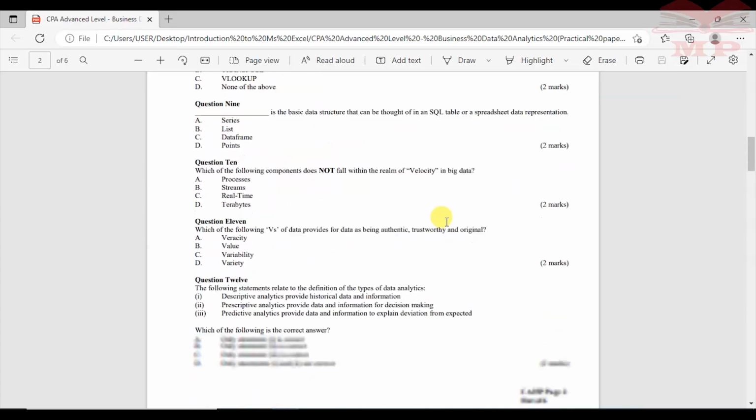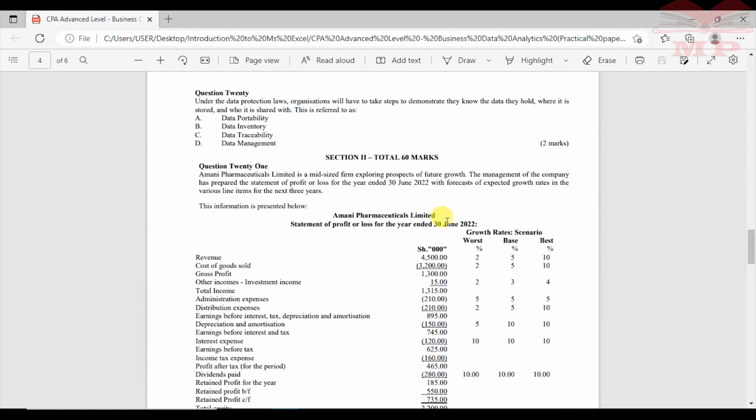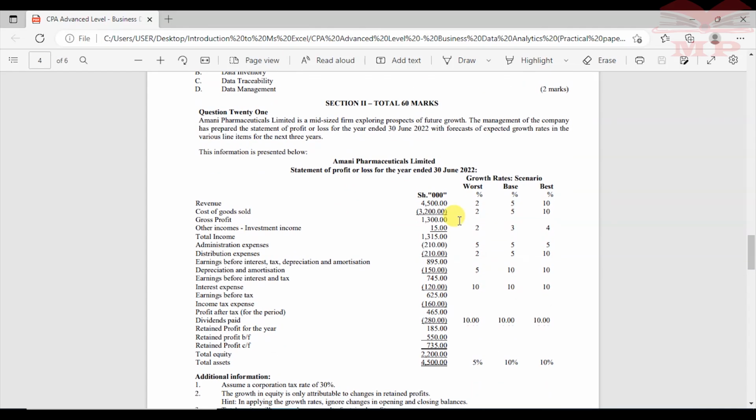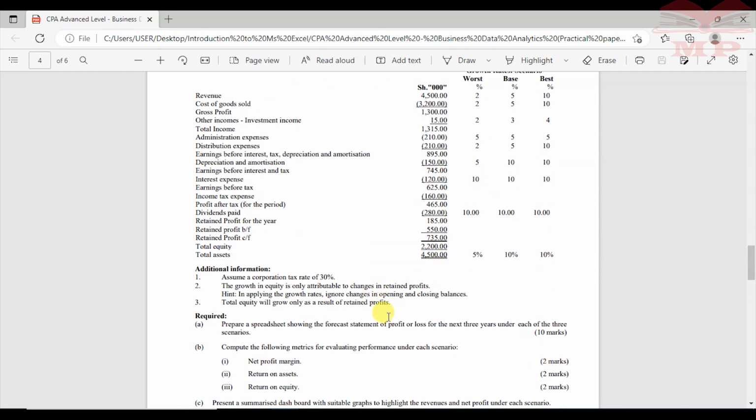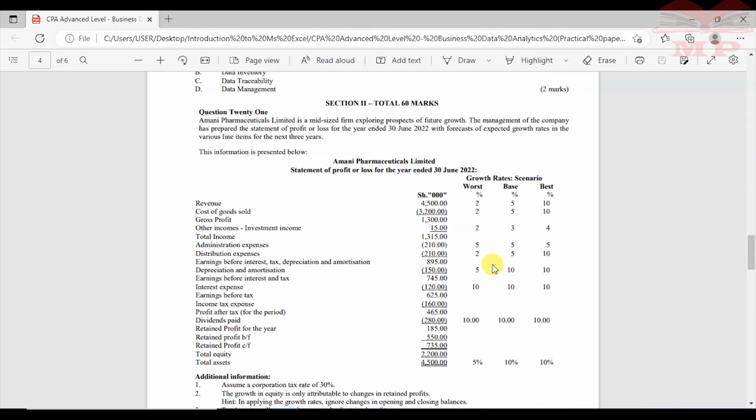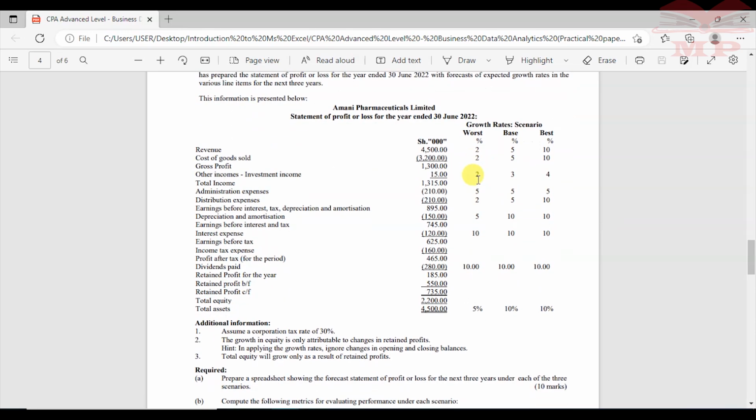Now we also have section 2. Section 2, which is a total of 60 marks, is where you'll be required to solve much of these questions using Excel. Like there is question 21, in which you are required to prepare a spreadsheet showing a forecast statement of profit or loss, of course, for the next 3 years under the scenarios that have been given here. So this is a sample of how you can prepare such a forecast of the statement of profit or loss, of course, using the rates given.